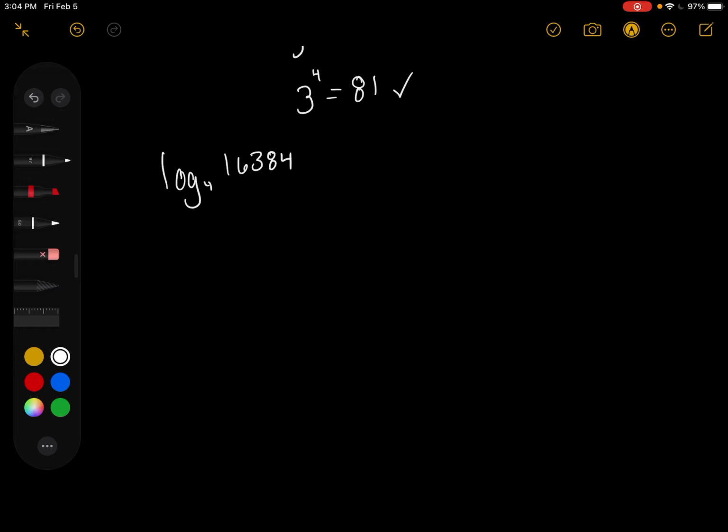How do we compute this? Okay, so again, we're going to put log with the implied base 10 of 16384 over log, implied base 10, of 4. And let's punch those in. Log of 16384 divided by log of 4. And we'll get an answer of exactly 7. And again, we can check our work for this. So we can do 4 to the 7th power. And if we punch that into our calculator, we'll see that that exactly equals 16384.